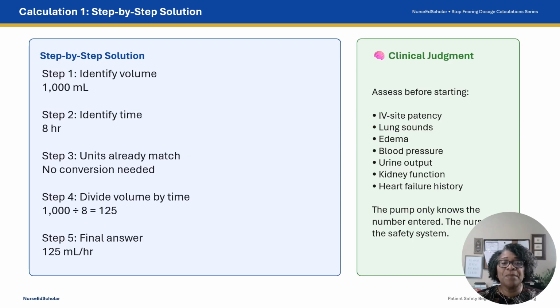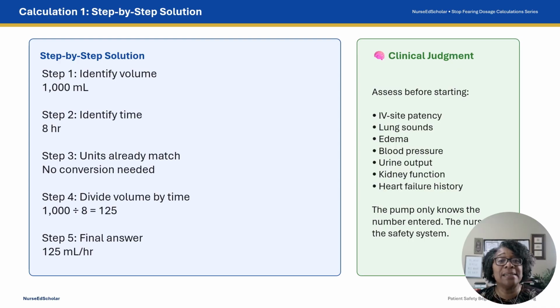We're going to set it up. We have 1,000 milliliters in the numerator, 8 hours in the denominator. Milliliters divided by hours gives us an answer of milliliters an hour, and that's exactly what we need. So you would take the 1,000 divided by 8, and that would give you 125. So our answer is you will set the pump at 125 milliliters per hour.